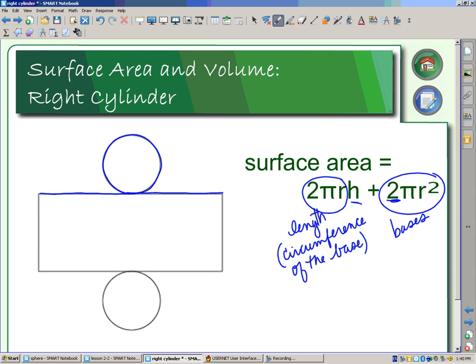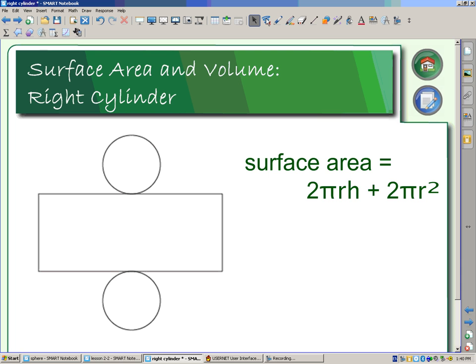Right? So that's how we get the formula for the surface area of a cylinder. So it's 2 pi r h plus 2 pi r squared. So there's the formula we're going to use.